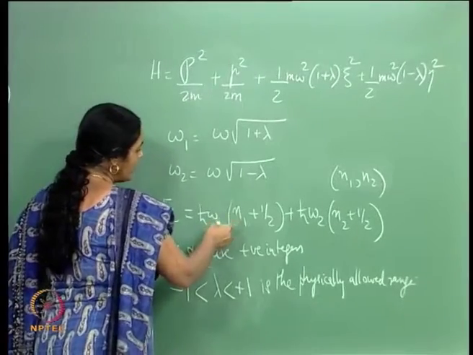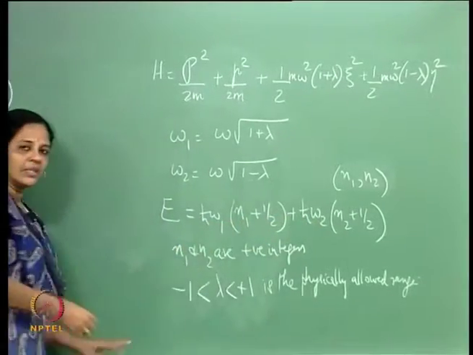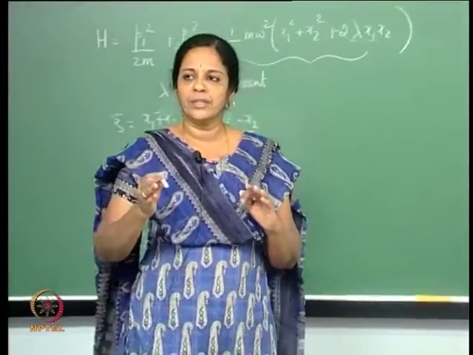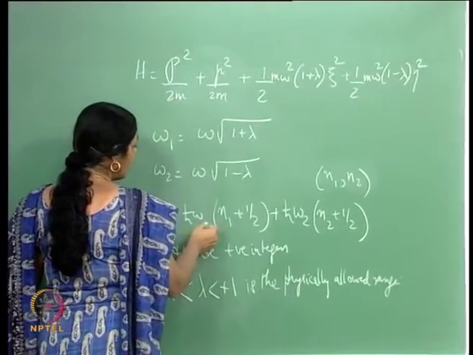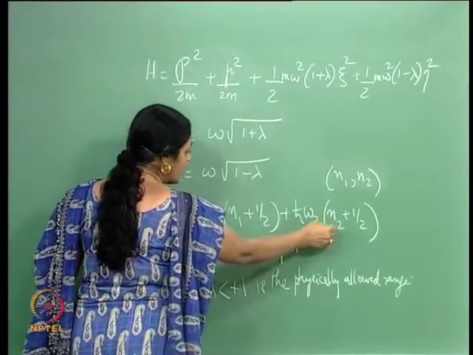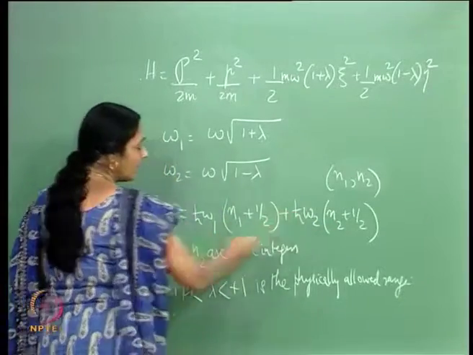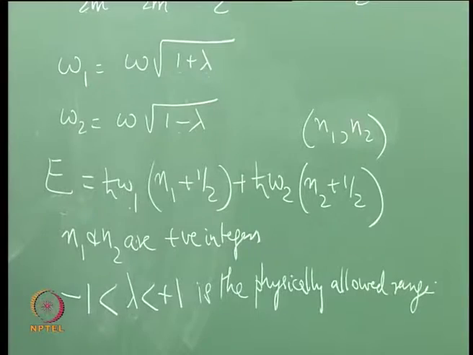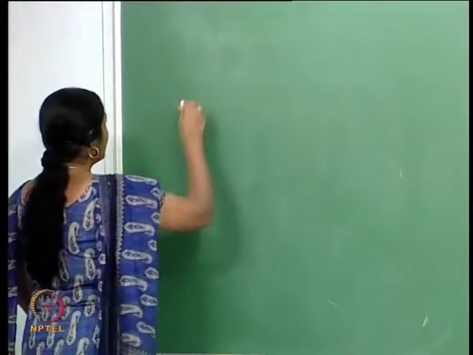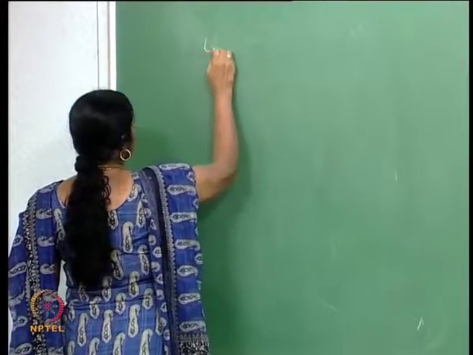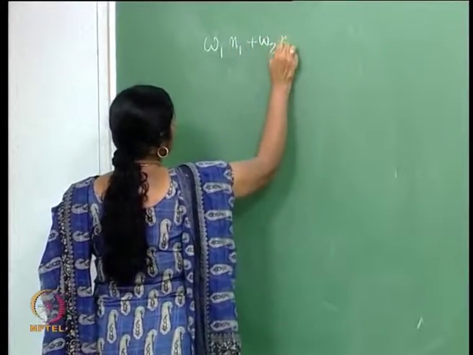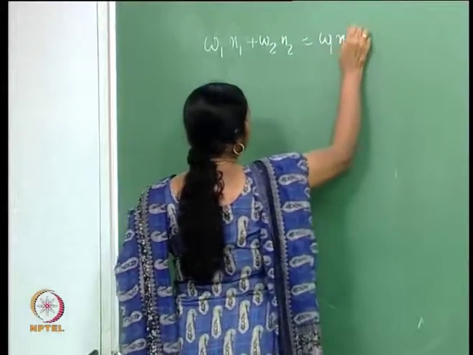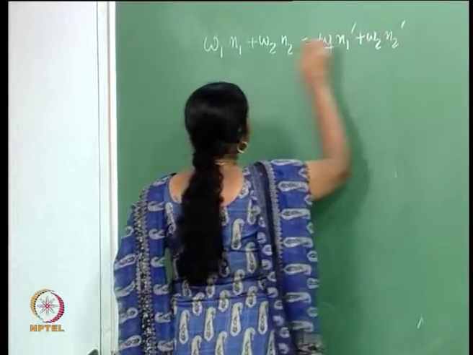The point is the following: if there is a degeneracy, it means that I can have another set n1 prime, n2 prime satisfying omega 1 n1 prime plus omega 2 n2 prime is equal to omega 1 n1 plus omega 2 n2. So, let us see what that gives us. I work in the physically allowed range for lambda, and I have omega 1 n1 plus omega 2 n2 is equal to omega 1 n1 prime plus omega 2 n2 prime if there is a degeneracy.